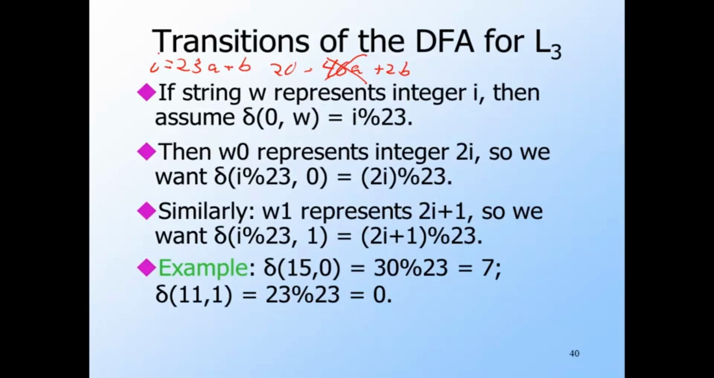From state 11, on input 1, we go to the state that is the remainder of twice 11 plus 1 divided by 23. That's state 0. So whenever a string gets you to state 11, that is, the string leaves a remainder of 11 when divided by 23, that string followed by a 1 must be divisible by 23 and therefore must be accepted.